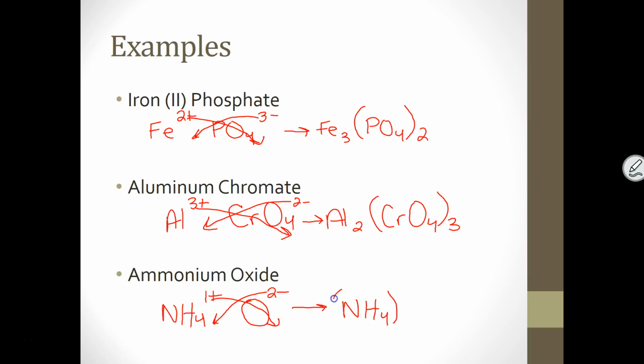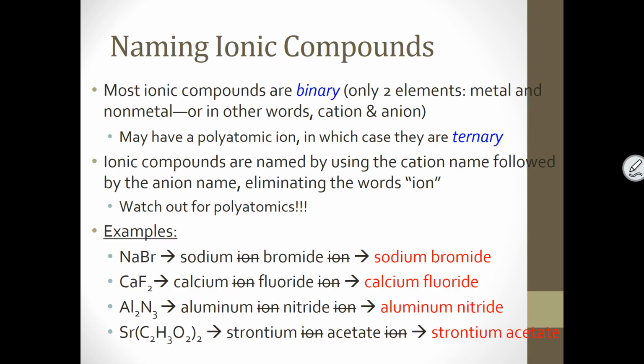Anytime you need multiple polyatomics, put it in parentheses. So we need 2 of those, and then the oxygen only needs 1. And so that'd be the correct way to write ammonium oxide. So now that you feel comfortable being able to write formulas, let's go the other way.